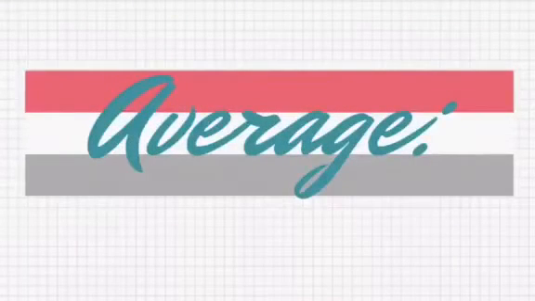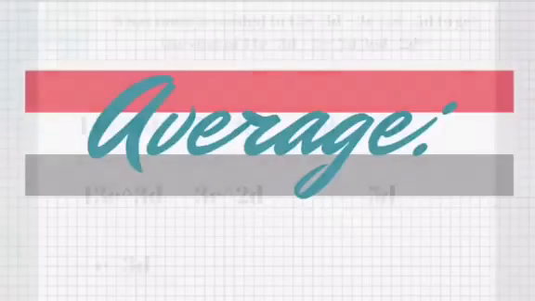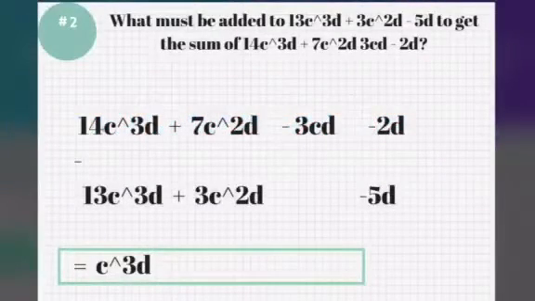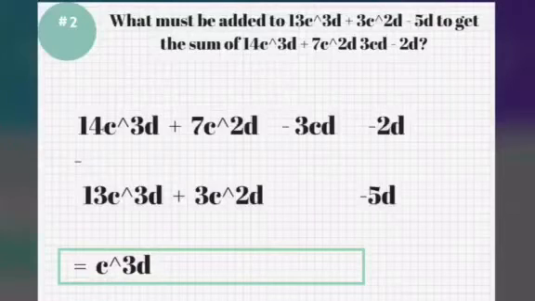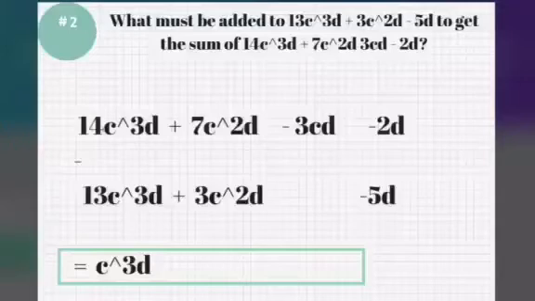After learning how to add, let us now subtract. In this example, you are asked what must be added to 13c raised to 3d plus 3c raised to 2d minus 5d to get the sum of 14c raised to 3d plus 7c raised to 2d minus 3cd minus 2d. First, you are going to subtract 13c raised to 3d plus 3c raised to 2d minus 5d from 14c raised to 3d plus 7c raised to 2d minus 3cd minus 2d.